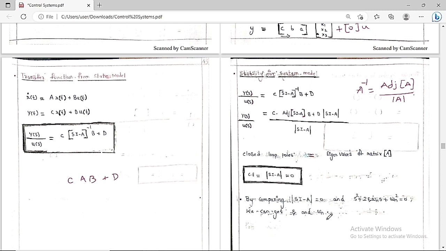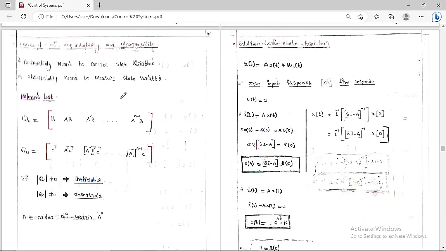Therefore, just by seeing the state model, the characteristic equation is the determinant of sI minus A equal to 0. If we equate this to 0, we get the closed loop poles, which are basically the eigenvalues of the matrix A. If the order of the system is 2, then the characteristic equation is the determinant of sI minus A equal to 0. Comparing it with the standard second order characteristic equation, s square plus 2 zeta omega n s plus omega n square equal to 0, we can get the values of zeta as well as omega n.